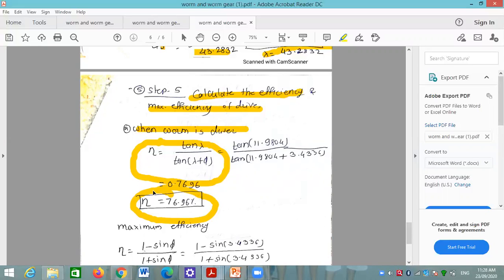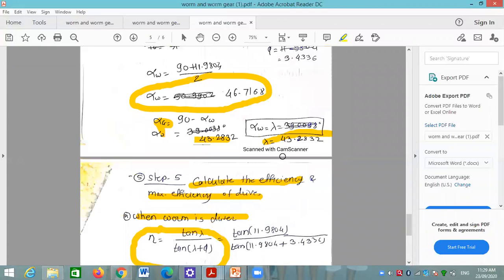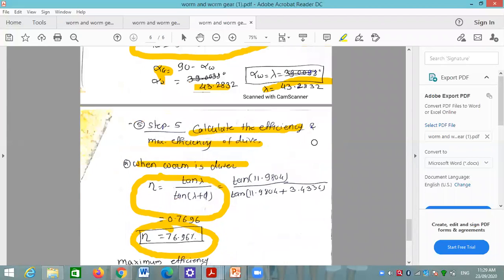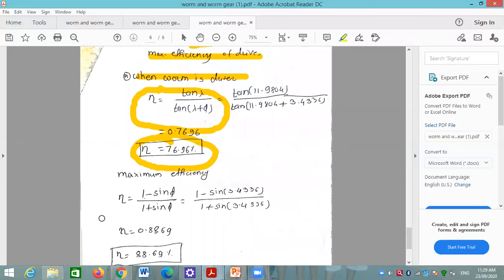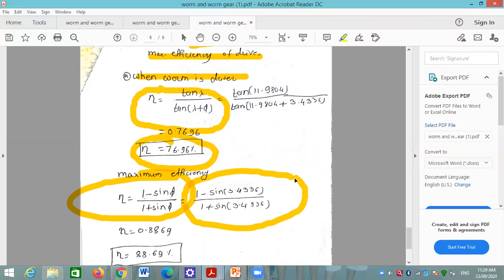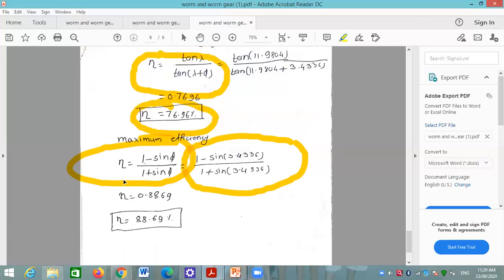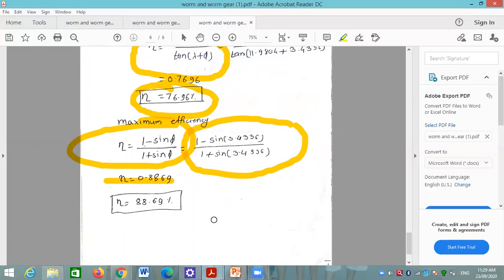But we also want to calculate the maximum efficiency. What is the value of maximum efficiency? Means what is the value of maximum efficiency we will get when lambda is equal to 43.2832? The formula for maximum efficiency is equal to 1 minus sine of phi divided by 1 plus sine of phi, where phi is the friction angle. If we put this value here, we will get that maximum efficiency is equal to 0.8869, or maximum efficiency is equal to 88.69.